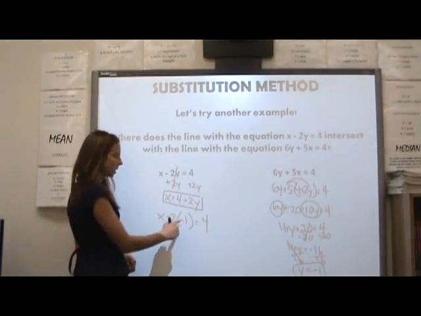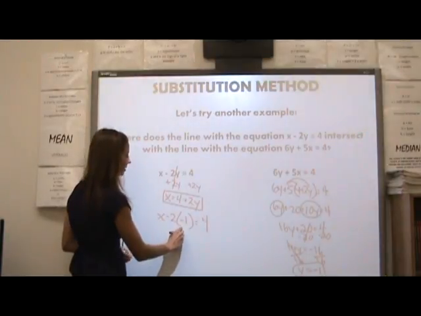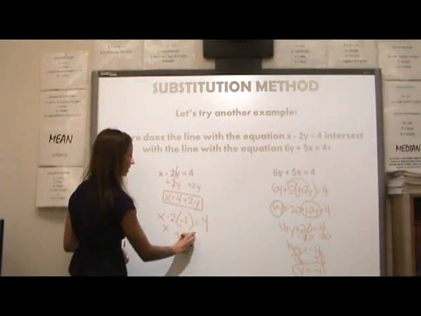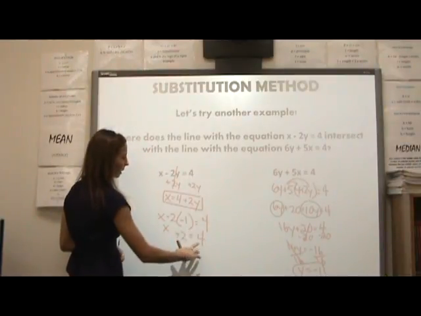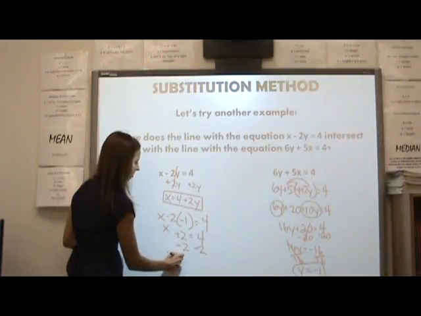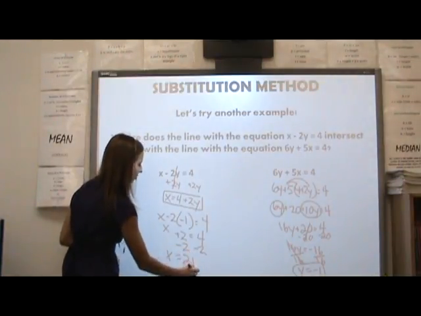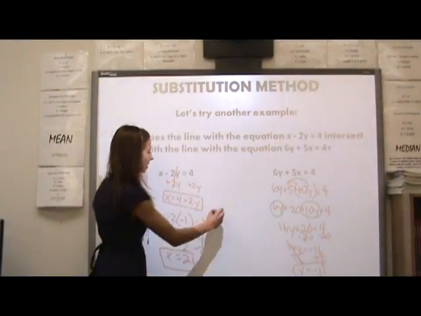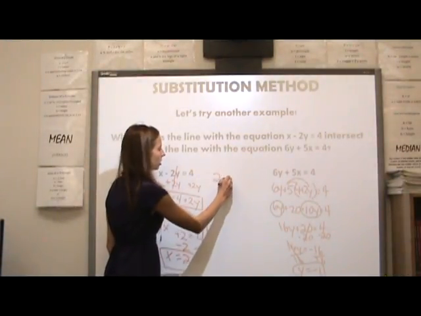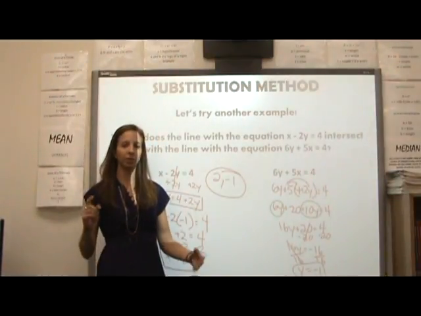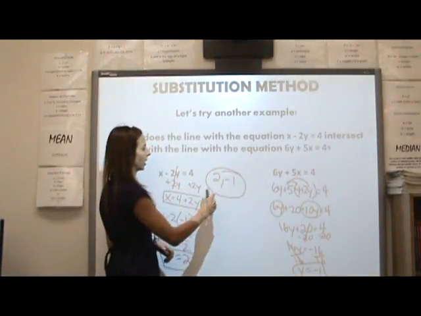Negative 2 times negative 1 is going to be a positive 2. A negative times a negative is positive. Drop this down. Combine our like terms. X equals 2. Again, we've now found our ordered pair. It's going to be 2, negative 1, and this is the point on a graph where these two equations would meet.